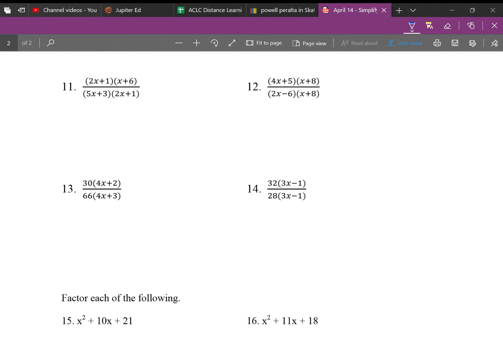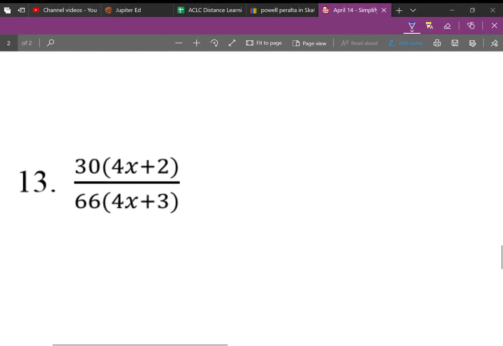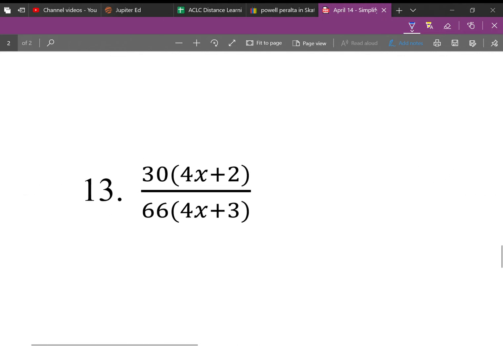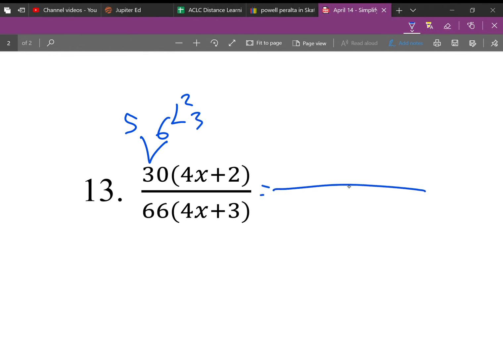On 14, we can see hopefully that 3x minus 1s are going to cancel, but we also need to deal with the numbers. The number 13 is actually a little bit more complicated because I can factor 4x plus 2. Let's start with 30 though. 30 is equal to 5 times 6. 6 is equal to 2 times 3. So on the top, my 30 is going to break into 2 times 3 times 5. And again, 2 times 3 times 5 makes 30. That's why we can make that change.